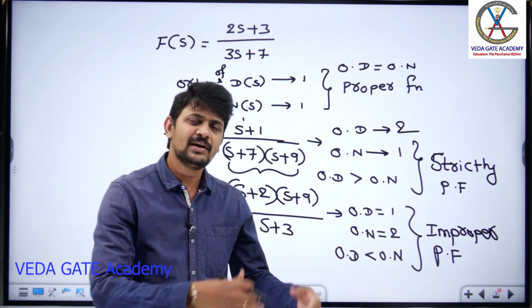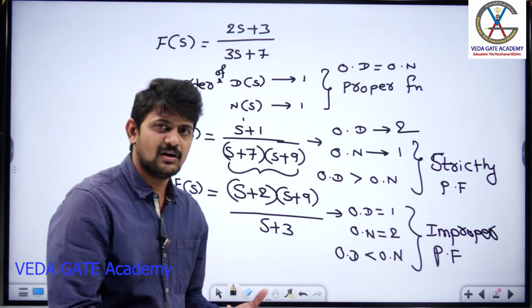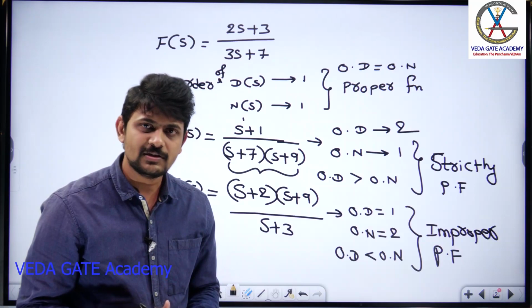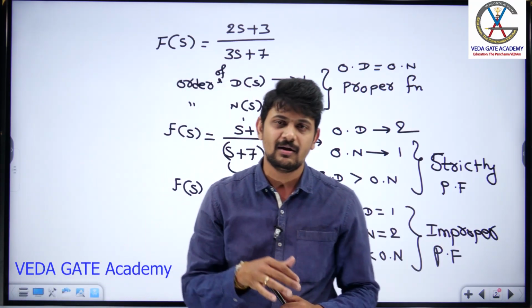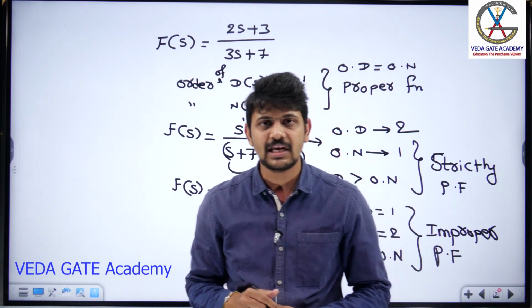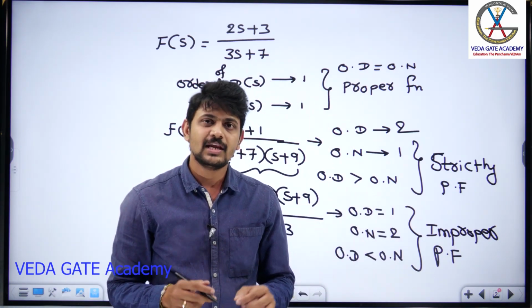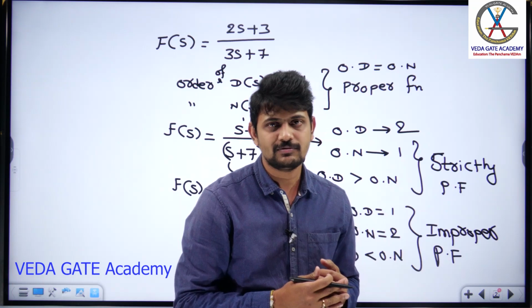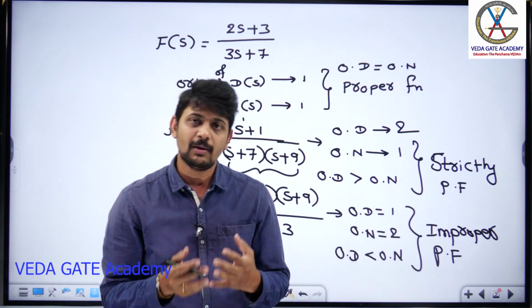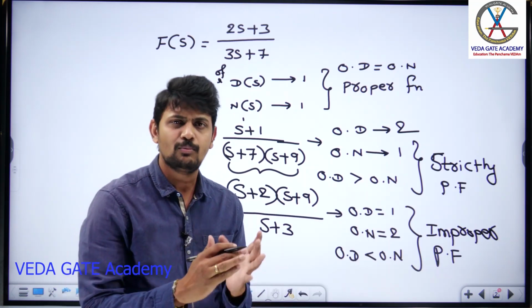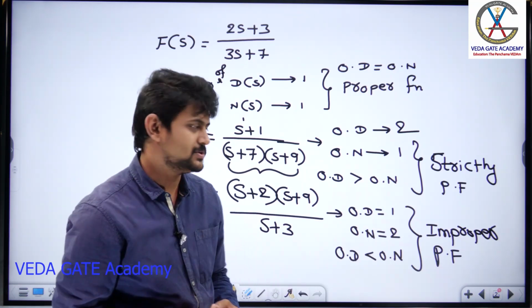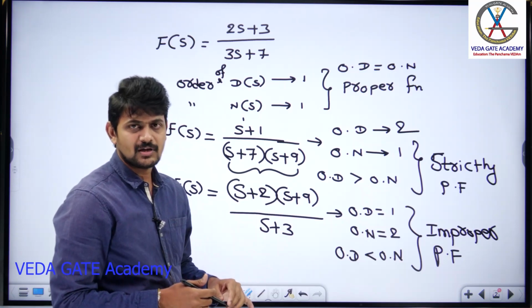If you enter into the control system subject, these will be converted in terms of poles and zeros. We can say whenever a system consists of a number of poles more than the number of zeros, such a function we call a strictly proper function. Whereas if the number of poles is exactly equal to the number of zeros, it is called a proper function. If the number of poles is less compared to the number of zeros, it is called an improper function. If you go into more technical terms in the control system subject, here we are using the simple terms order of denominator and numerator.